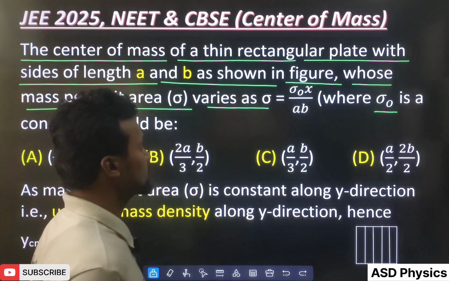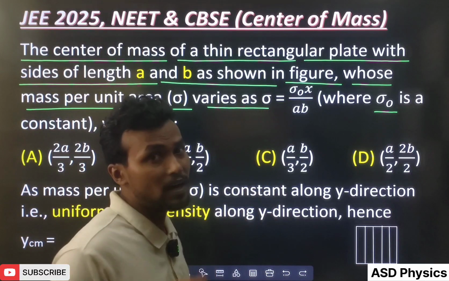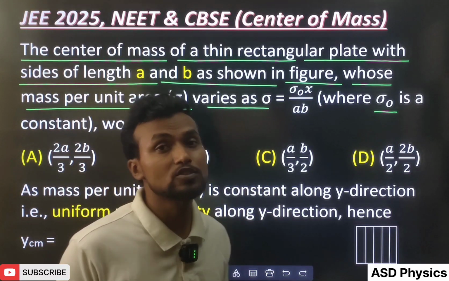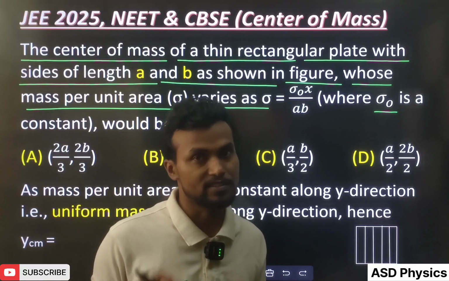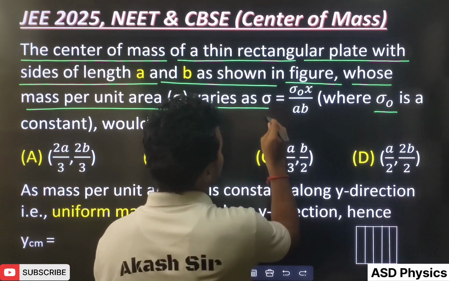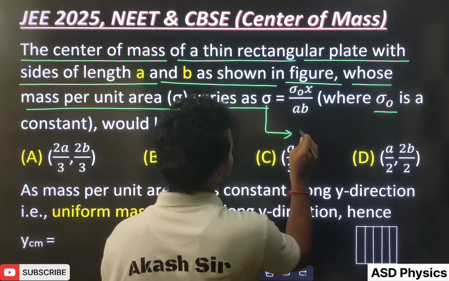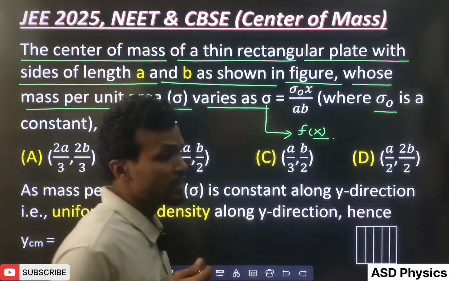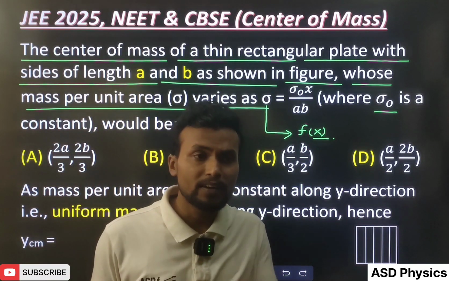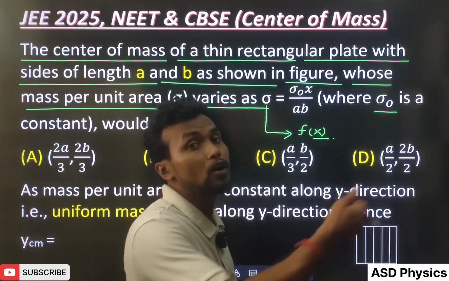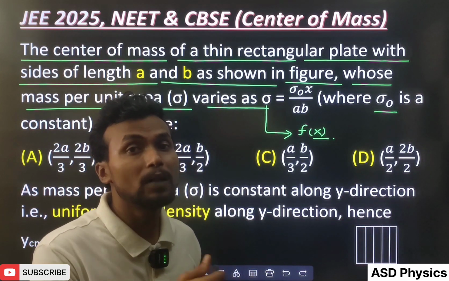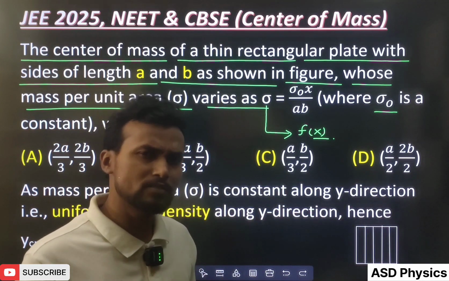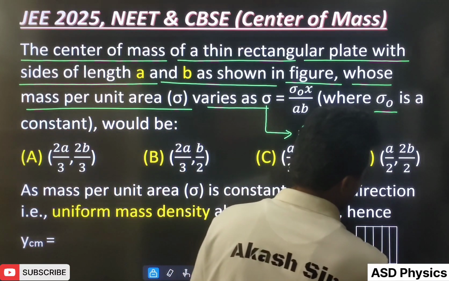So when you observe, this sigma is mass per unit area, also called area mass density. And you can see that this sigma, that means mass per unit area, is a function of x. That means what is happening? When we are going away from the origin, the mass is increasing, or we can say the mass is changing. Let's see here, please.